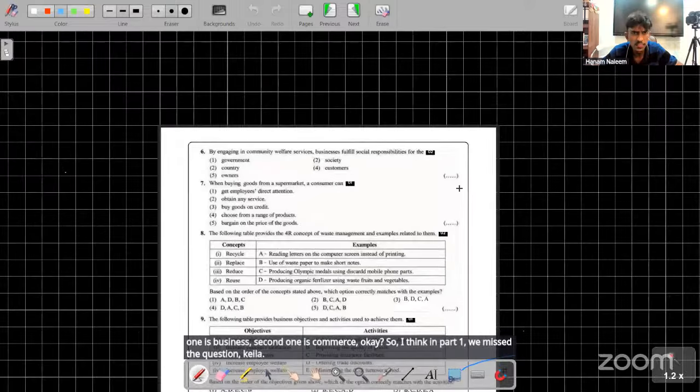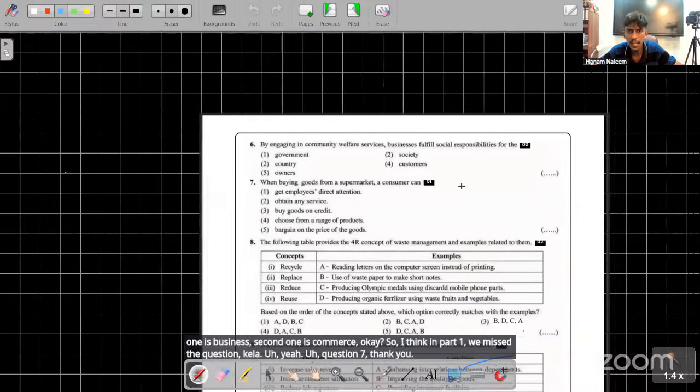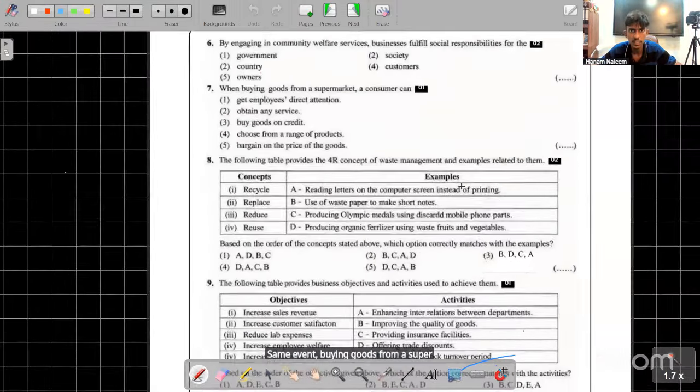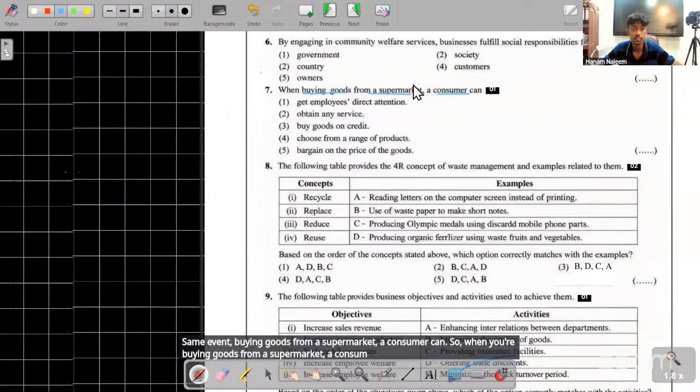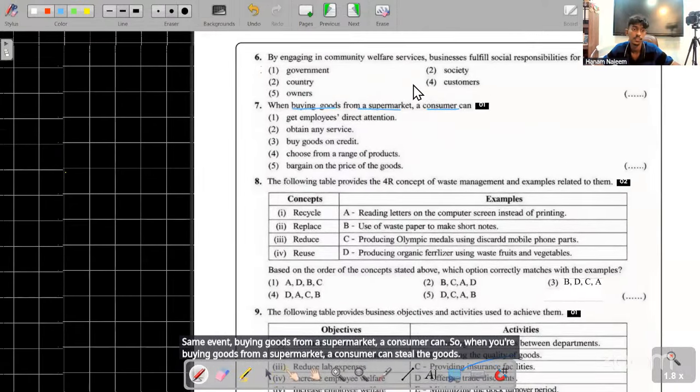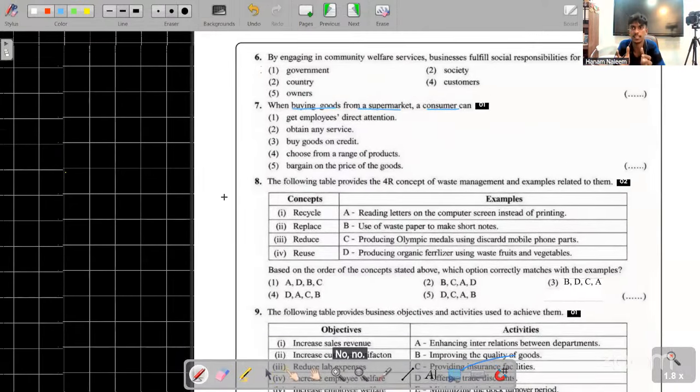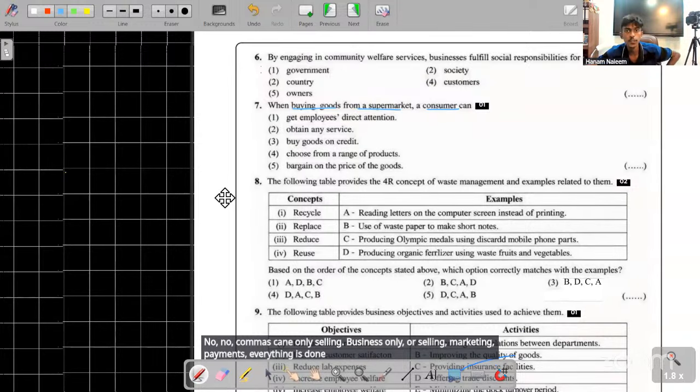Question 7. Thank you. When buying goods from a supermarket, a consumer can what? Steal the goods? No. Commerce is only selling. Business is all of it. Selling, marketing, payments, everything is done through online. So when you buy from a supermarket, look, it is an easy question.